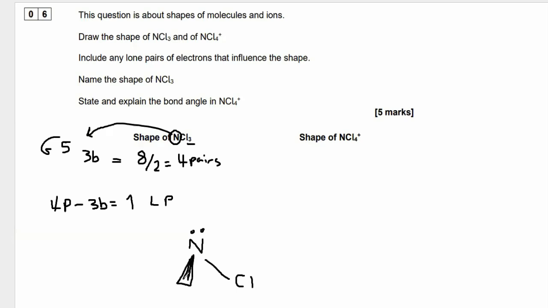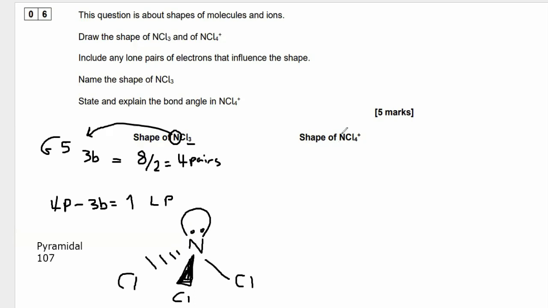Okay, you need a solid triangle coming out and one going in. Lovely jubbly. Now, just out of pure interest, it's not part of the question, that's going to get you the marks. The name of this shape is pyramidal, and you should know your bond angles. So I believe it's 107. You don't have to put a cloud around the lone pair. Some people like to do that, but there you go.